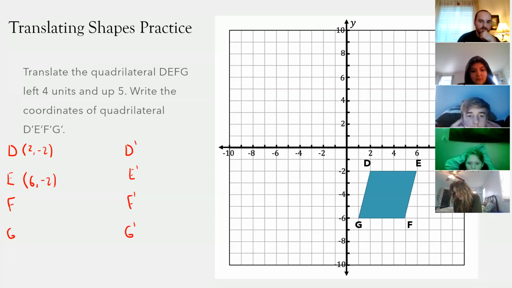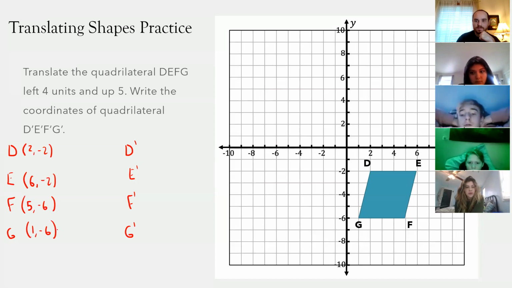6, -2. We've got 5, -6. And we've got 1, -6. Okay. So Summer, that's the prime mark. It's just an apostrophe, but it's just to tell us that these are translated points. They've been moved.